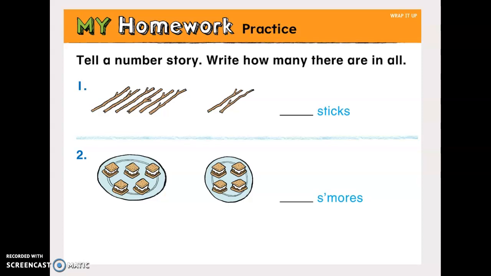All right, now it's really time to show me what you know. So it's the homework page, which is page 15 and page 16. So you guys are going to work on what we were just doing. You're going to tell a number story and write how many there are in all. Okay, and you're going to do that for all of the pages. Make sure you're reading the directions, and if you need some help, ask your teacher who's at home.